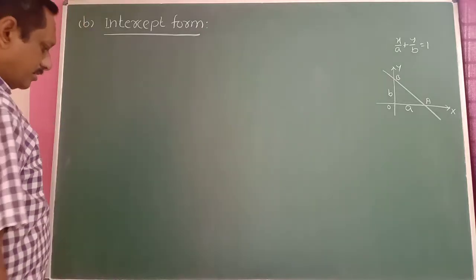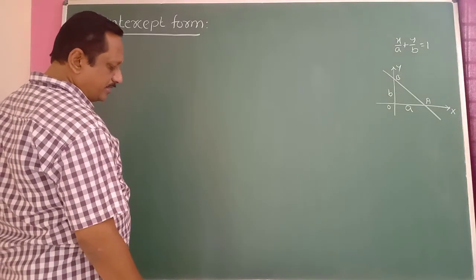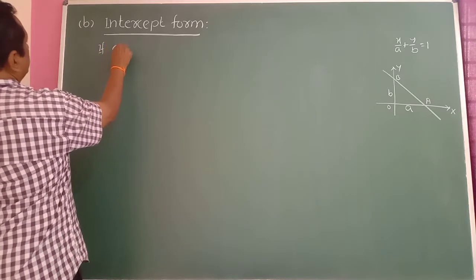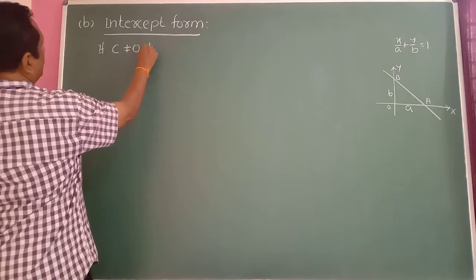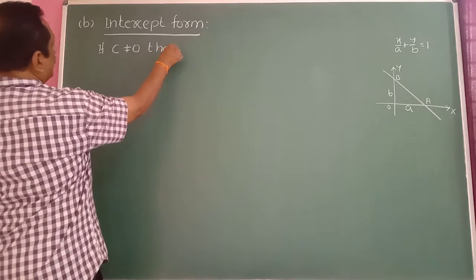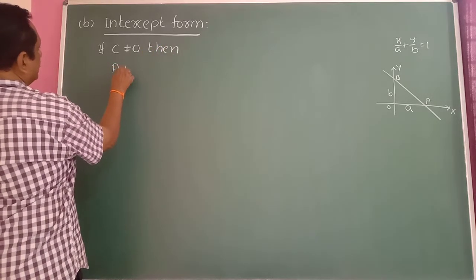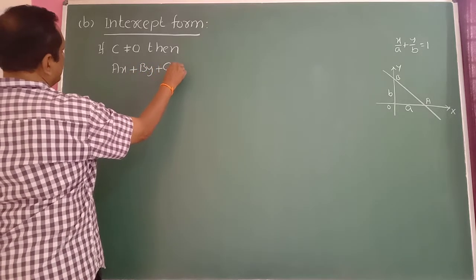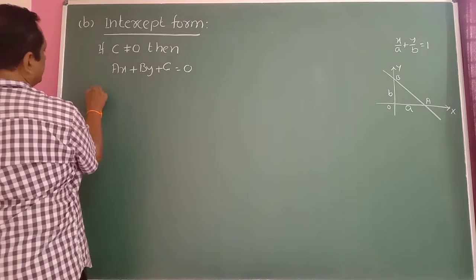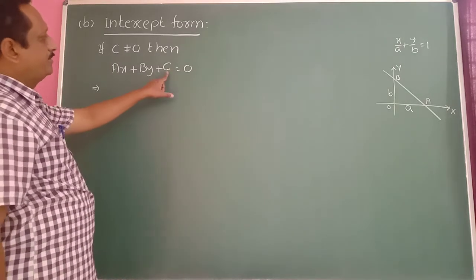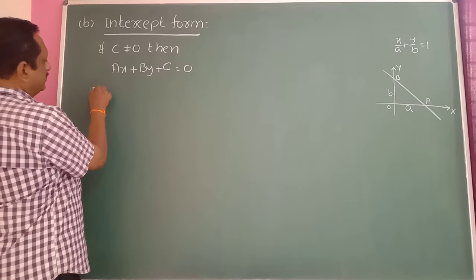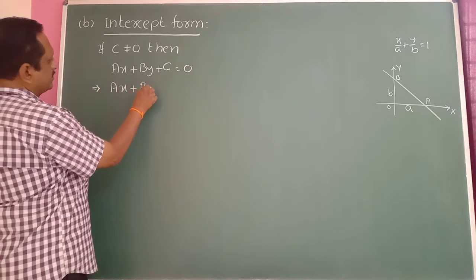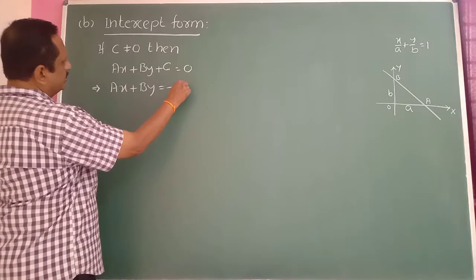Therefore, write the general equation into intercept form. If c is not equal to 0, then ax plus by plus c is equal to 0 implies, taking plus c to the right side, ax plus by is equal to minus c.